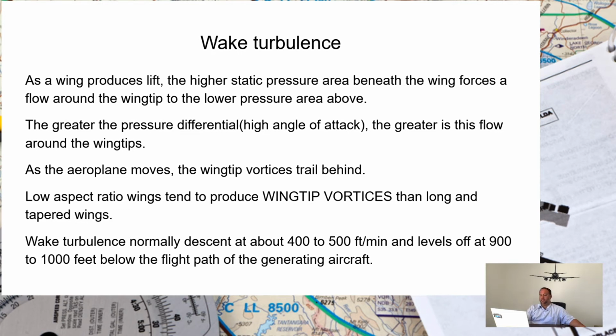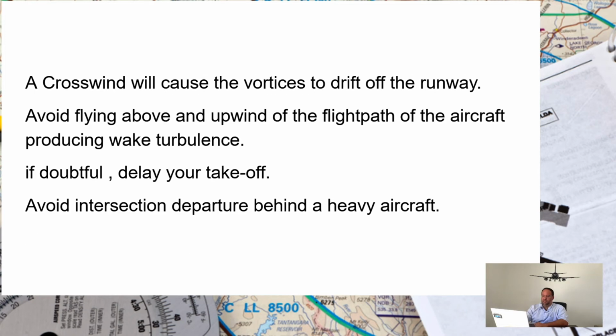Wake turbulence normally descends at about 400 to 500 feet per minute and levels off at 900 to 1,000 feet below the flight path of the generating aircraft. So you've got to make a calculation. Okay, 900 to 1,000 feet below whatever path the aircraft in front of you was in. You're going to deal with these wingtip vortices, the wake turbulence. A crosswind will cause the vortices to drift off the runway.